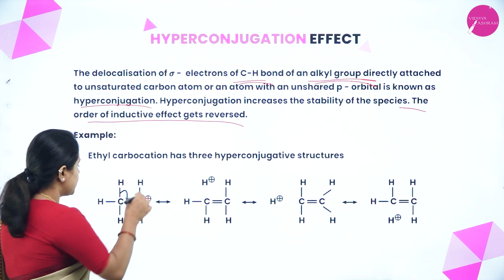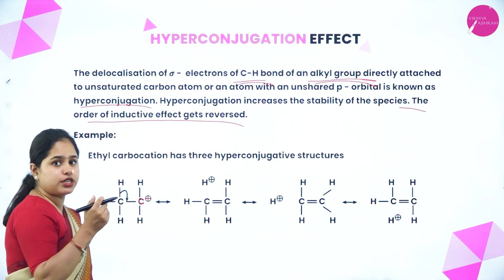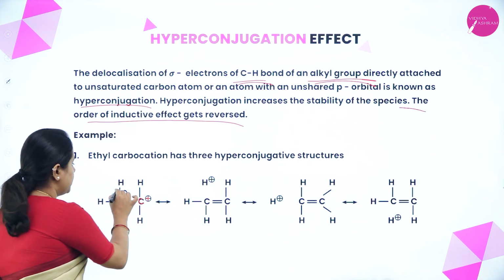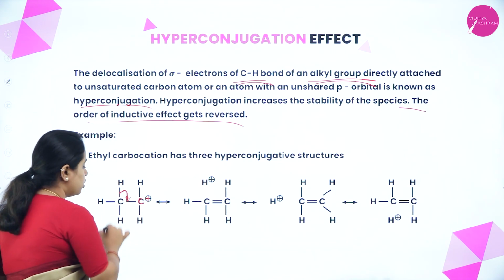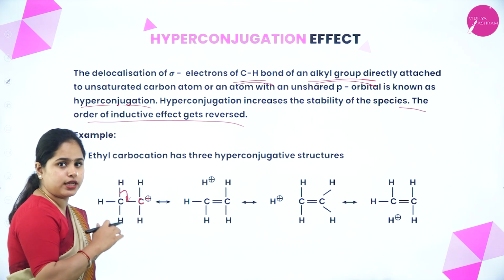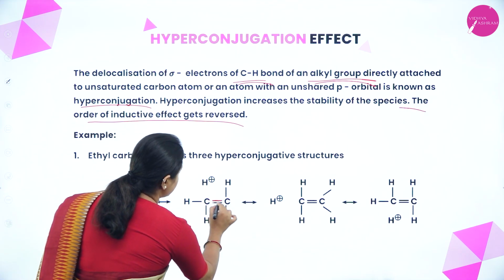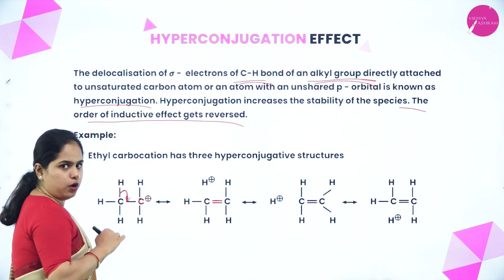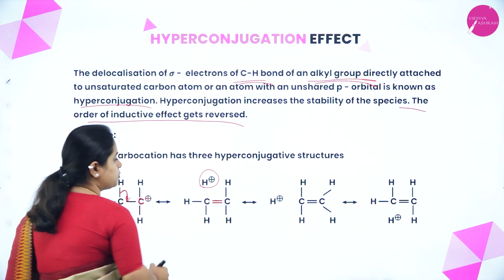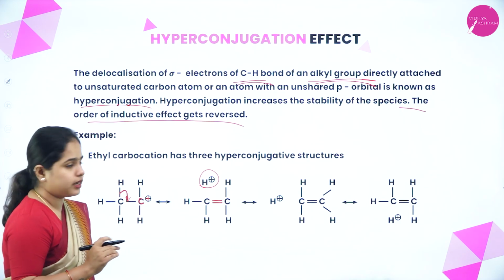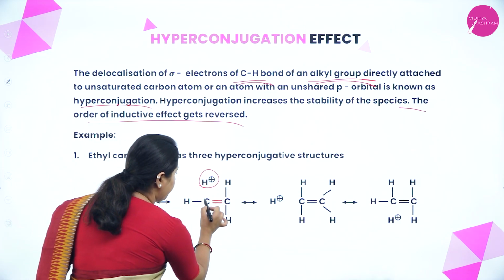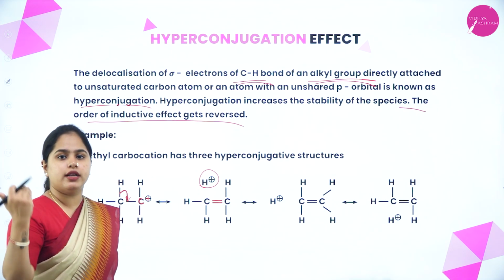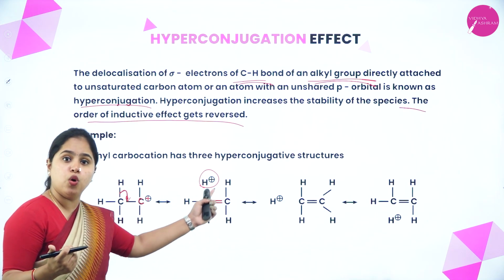So what happens is this sigma bond undergoes delocalization. This CH bond, right, now that will be transferred to this particular bond. There is a delocalization taking place and it becomes a double bond. So this bond is breaking and a double bond is formed here. So what happens here? The H plus atom will be there. Right. As you can see, there won't be any bond here. Hyperconjugation effect is also called no bond resonance. As you can see, there will be no bond here.